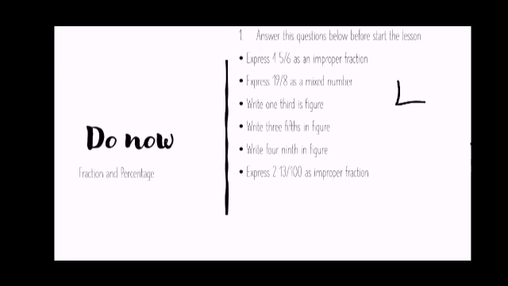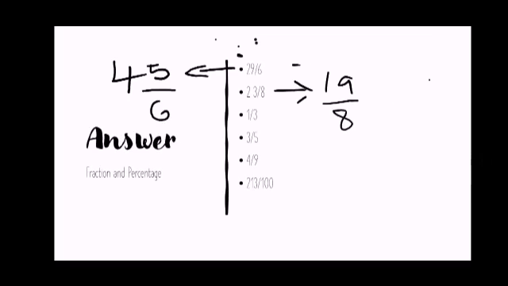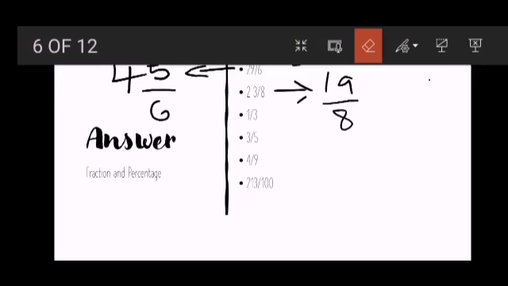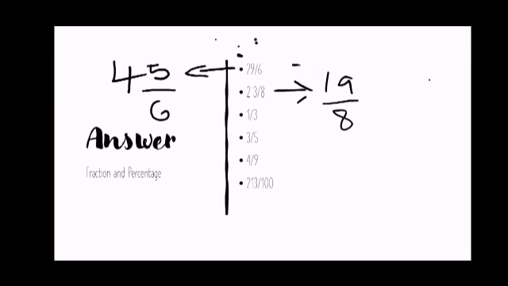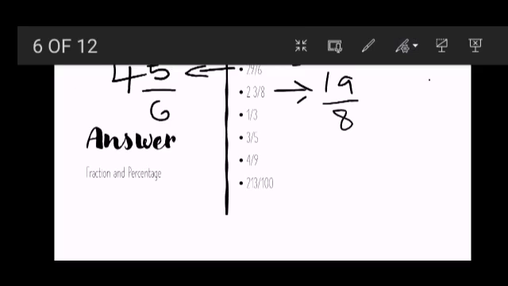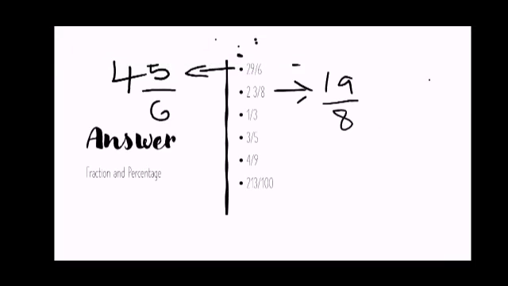The next one is write 1/3 in figure. Sorry, I wrote "is"; I'm supposed to write "in". That was a mistake. Write 1/3 in figure. I told you guys last time that 1/3 is equals to... I'm sorry guys. 1/3 in figure is going to be 1. That's it. That's 1/3 in figure.